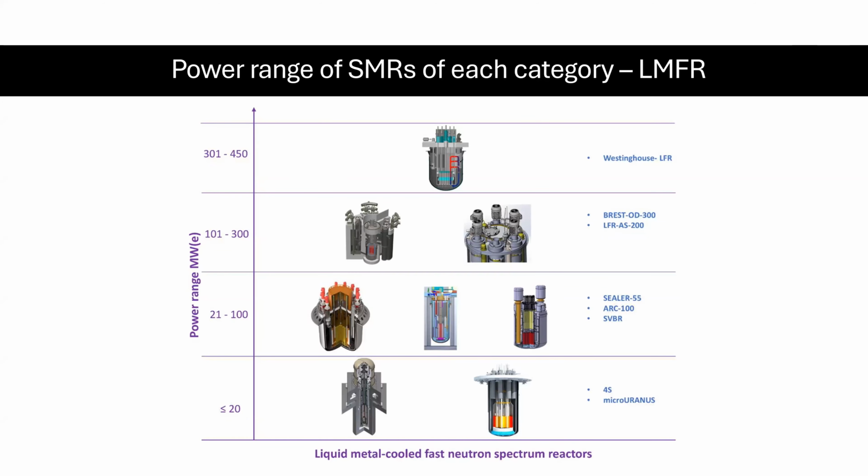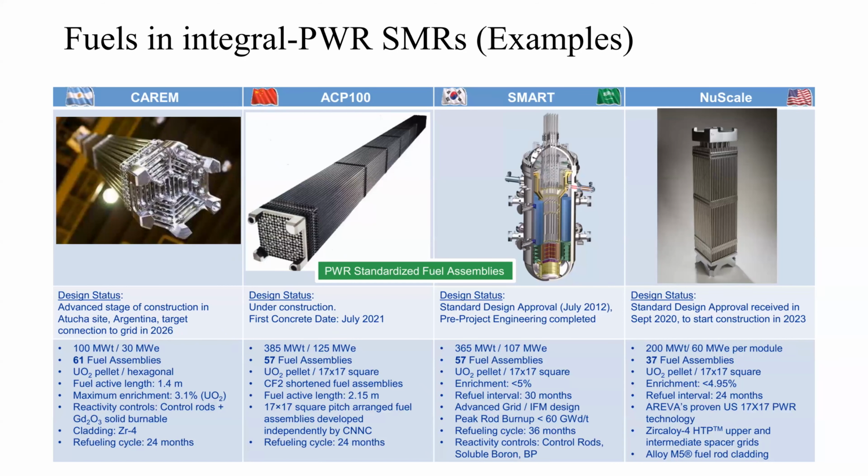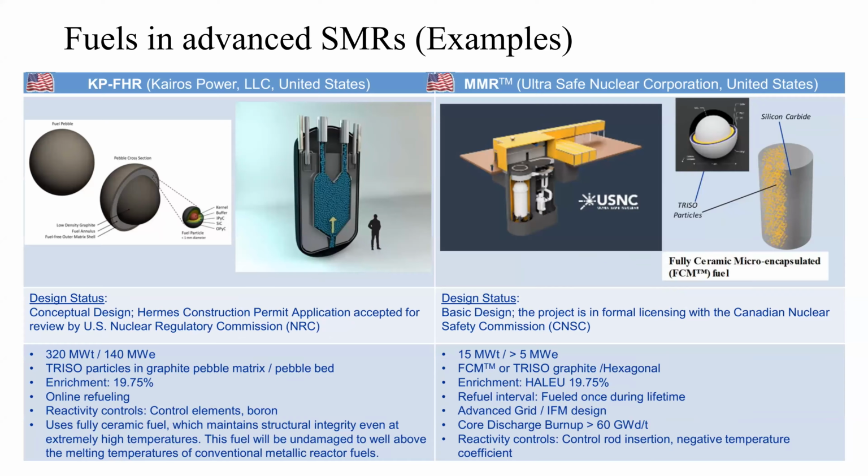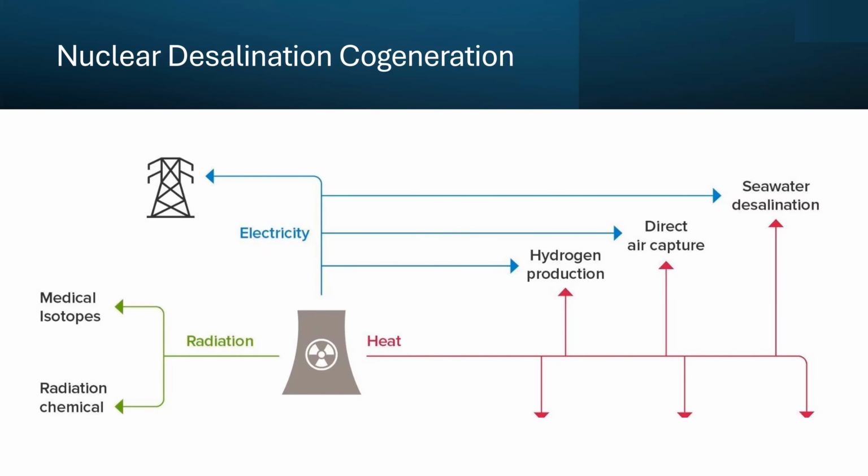These are all types of these SMRs, but let's go to nuclear desalination cogeneration. Basically, you have the nuclear reactor here, which produces heat, and that heat can be used even for hydrogen production or direct air capture, or for our purposes, desalination. At the same moment, it can be used for producing electricity. This is why it's called cogeneration. You can use it for 2 purposes or even 3 or 4 purposes.